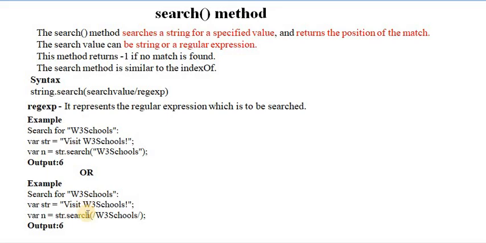Or you can write a regular expression here also. Search for W3Schools where str is equal to "Visit W3Schools", and here in the n variable I am storing the search result, str.search(/W3Schools/). This is the /W3Schools/, which is called a pattern. It also returns 6 on the web page. We can use a string here, or the search value can be a string or a regular expression also.